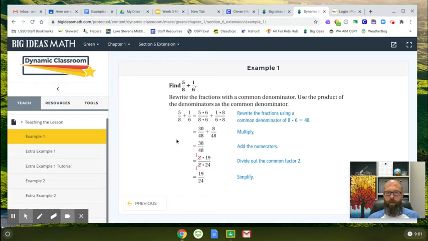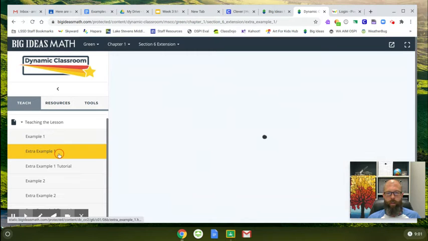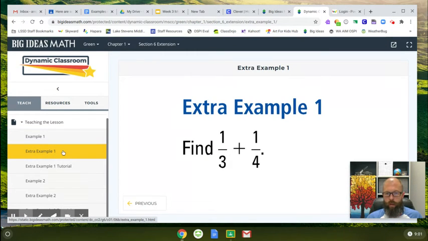So pause the video and get that written down, and then move on to extra example 1 here. Find 1/3 plus 1/4. Go ahead and see if you can work on that one. Find a common denominator. And there's a little hint. I think it will be 12. So pause it, try it out, and then come back.